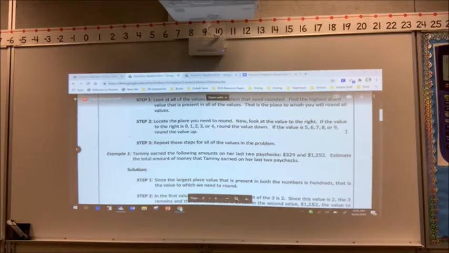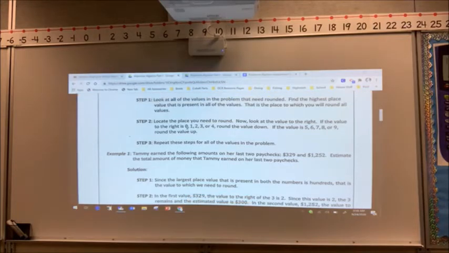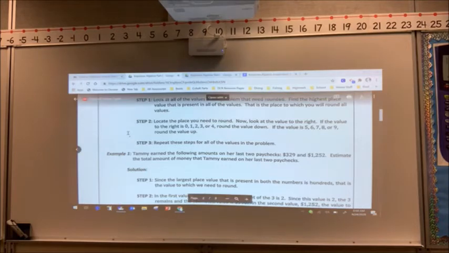Now look at the value to the right. The value means digit. If the digit to the right of that place value is 0, 1, 2, 3, or 4, round the value down. If the digit is 5, 6, 7, 8, or 9, round the value up. Repeat these steps for all the values in the problem.